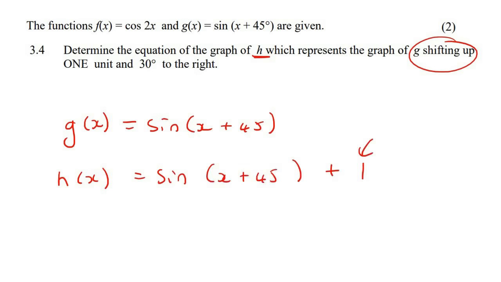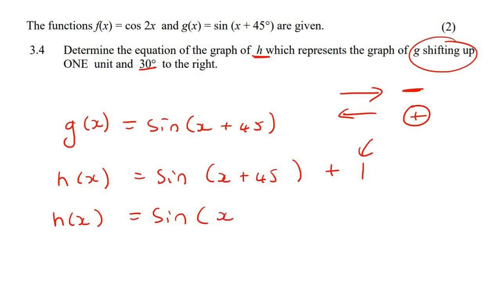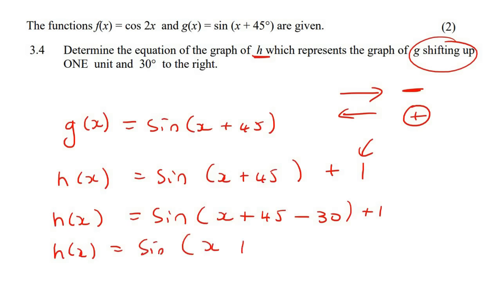Okay, and then 30 degrees to the right. Remember, when you go to the right, that means minus, and when you go to the left, that means plus. So we're going to then say h of x is equal to sin, and then you're going to say x plus 45 minus 30, because they said it's going to go 30 degrees to the right, and then plus 1. So that means x plus 15 plus 1, and so that would be the final answer.